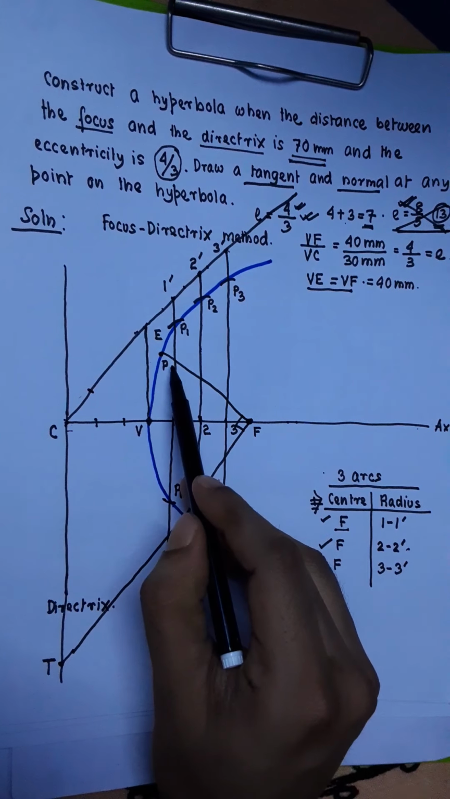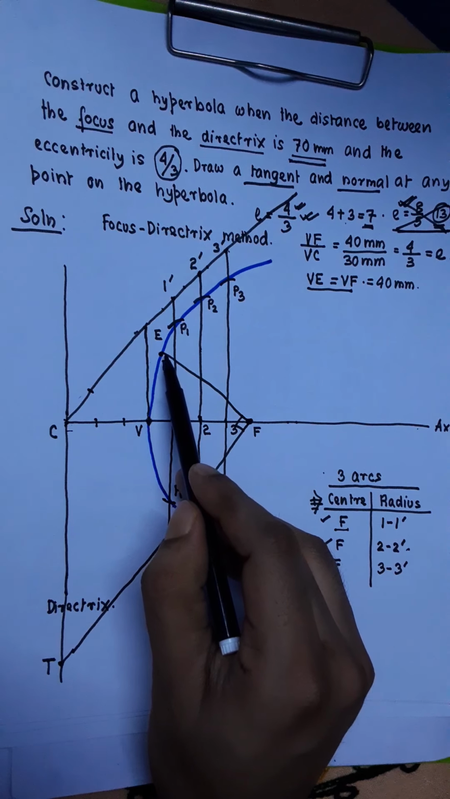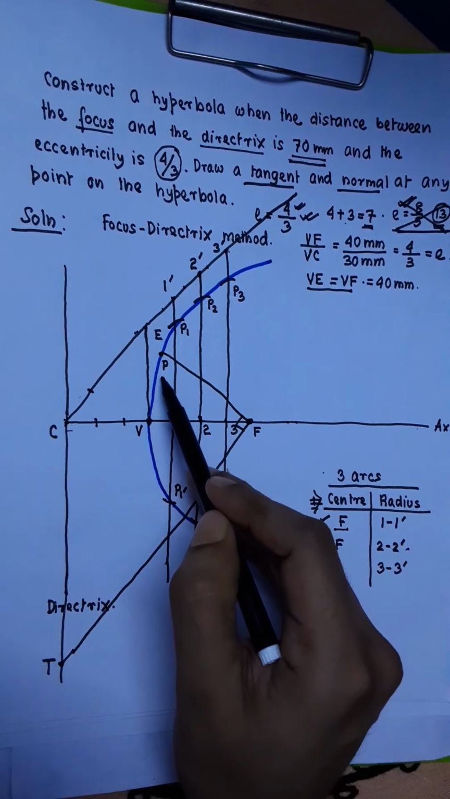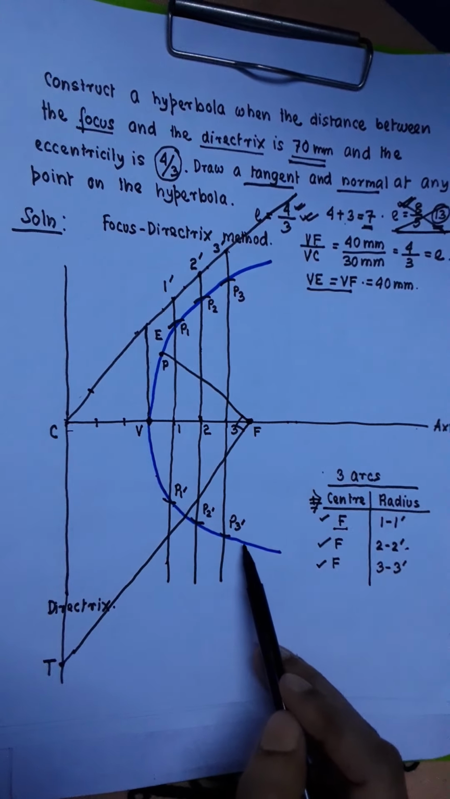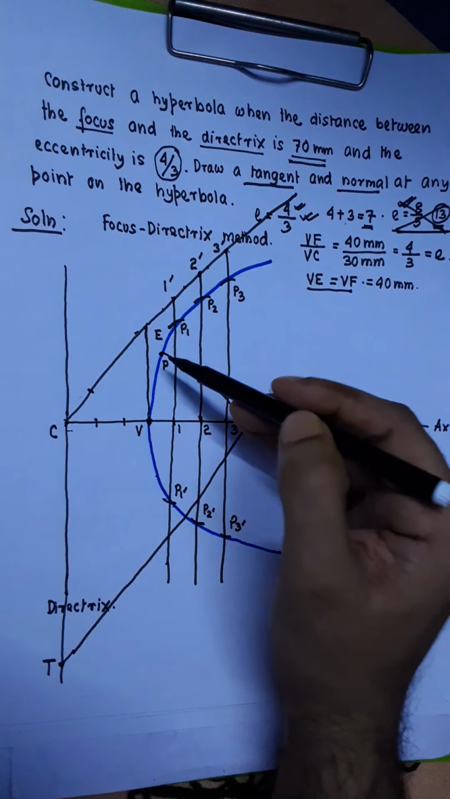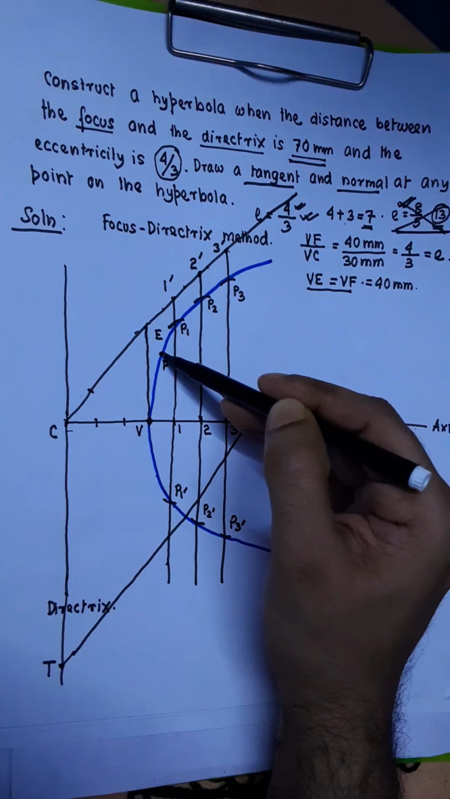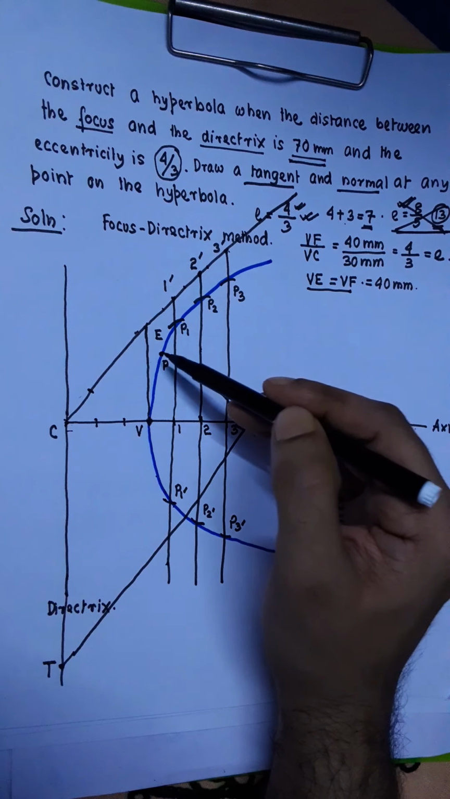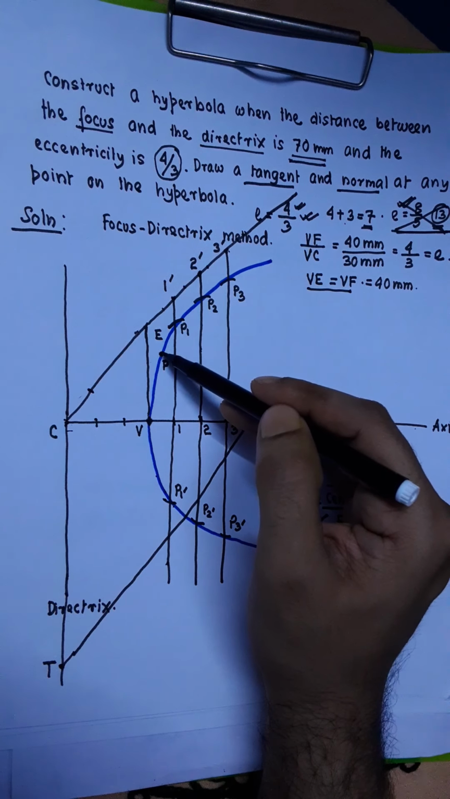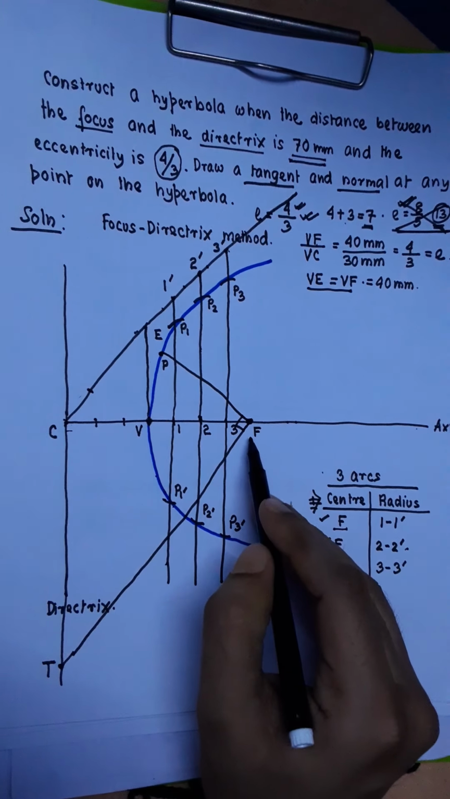So again I am repeating the steps. First you choose the point on the hyperbola where you want to draw the tangent and normal. This point P can be chosen anywhere else also. Someone can choose here, someone can choose here, anywhere he or she likes. So I have chosen this point. The moment I have chosen this point, I have to now draw a tangent and normal at this point on the hyperbola. So join the chosen point on the periphery of the hyperbola with the focus.